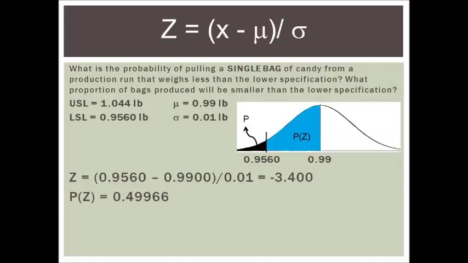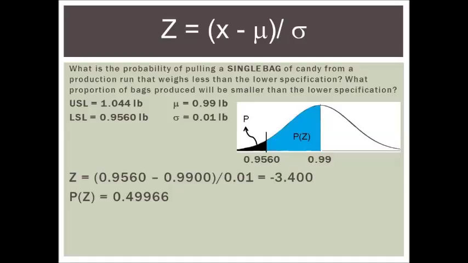Okay, so the blue shaded region corresponds to this probability, 0.49966. But what is our question asking? Our question asks, what's the probability of pulling a single bag of candy from a production run that weighs less than the lower specification? That is the black shaded region. So of course the blue shaded region and the black shaded region are not the same.